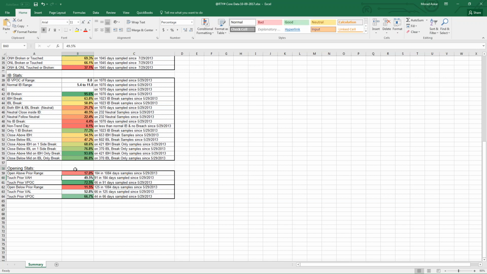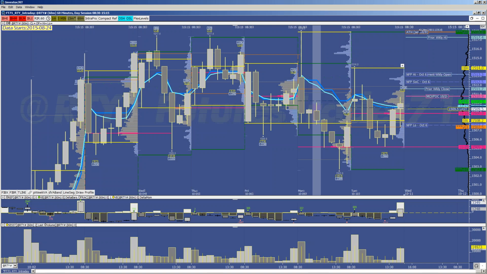Yeah, I don't see it. Anyway, this is where the statistic kicks in. If we open outside of, above the range, and we touch value high, then we have a 72.5% probability of touching the point of control. How does that look? I'll draw that for you. Okay, we draw that.